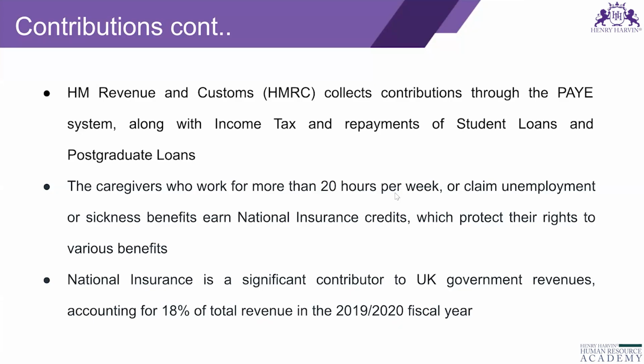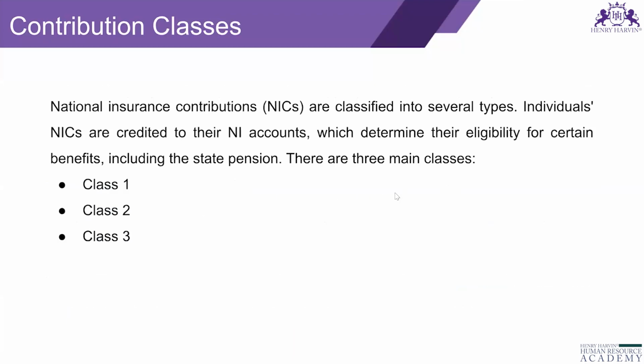National insurance is a significant contributor to UK government revenues, accounting for 18% of total revenue in the 2019-20 fiscal year. So you see how much the government earns from NICs is almost 18 to 20%. Now these contribution classes I already explained to you, so I will not go into detail again.